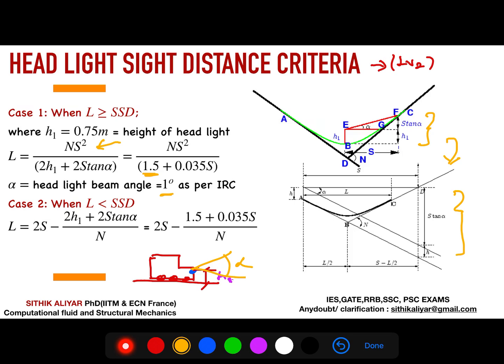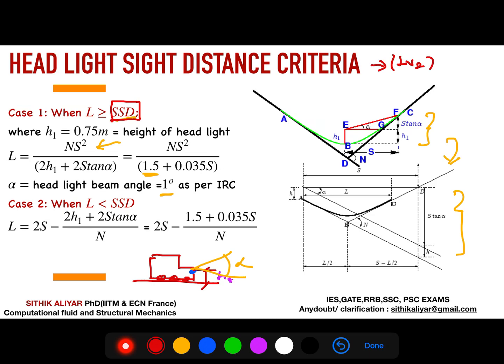From there only they got this formula, 2 into h1 plus 2 S tan alpha. So 1.5 meter plus 0.35 s will give you the denominator, N square. You know, s is the side distance, and you remember overtaking will not be an issue. In valley curve it's very easy, but the only issue is headlight side distance, right?